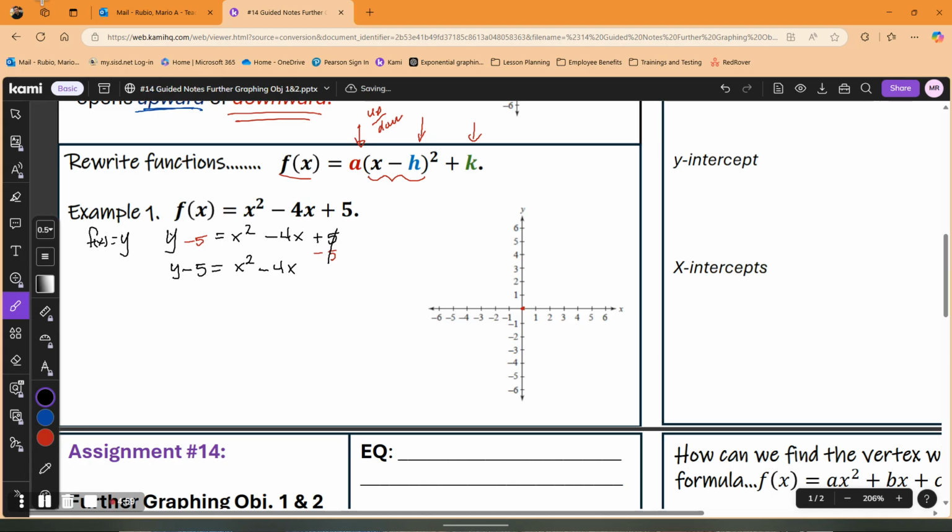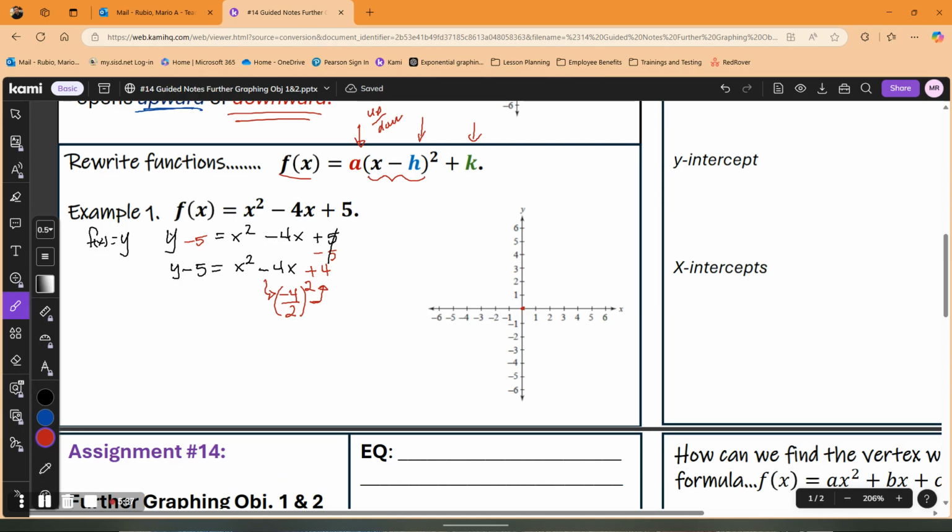And I'm going to leave this blank here for now. So what I do is I take this number, negative 4, and divide it by 2, always 2 and always squared. Negative 4 divided by 2 is negative 2, and then squared becomes 4. So we put that right here. So we've got x squared minus 4x plus 4.